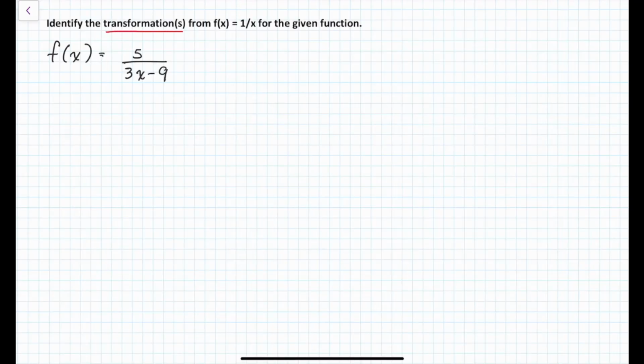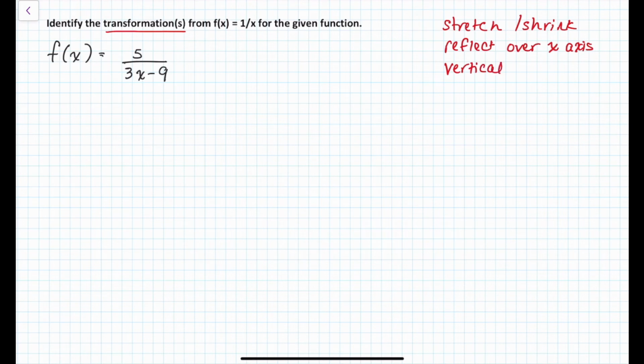Okay, so the third type of problem we might see is to identify the transformation from what we call our parent function, the function 1 over x. And remember the transformations that can happen. We can have stretch or shrink. It could be reflected over the x-axis. We could have a vertical shift or horizontal shift.